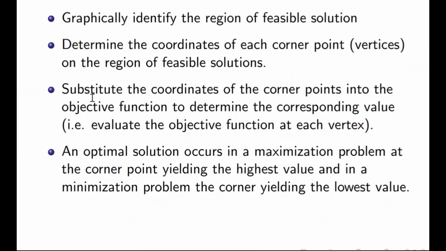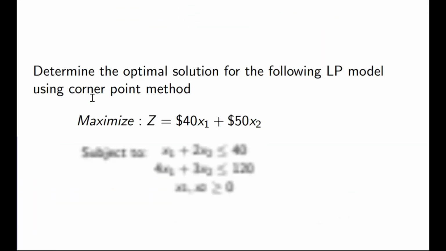For the corner point method, graphically identify the region of feasible solution. Determine the coordinates of each corner point on the region of the feasible solutions. Substitute the coordinates of the corner points into the objective function to determine the corresponding value. An optimal solution occurs in a maximization problem at the corner point yielding the highest value, in a minimization problem, the corner yielding the lowest value.